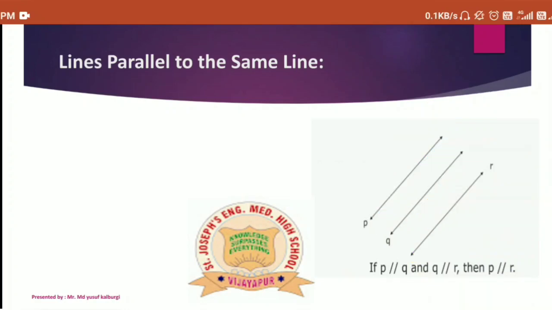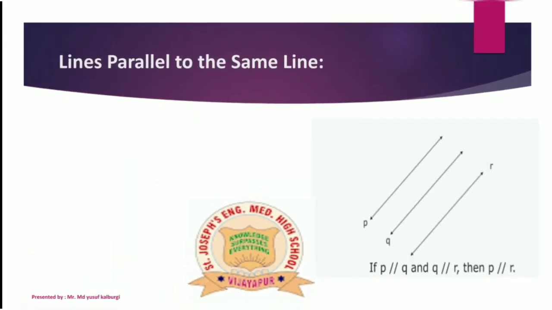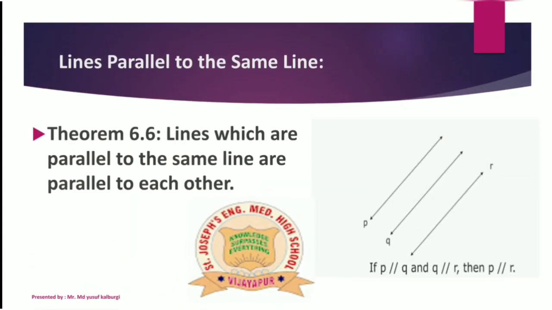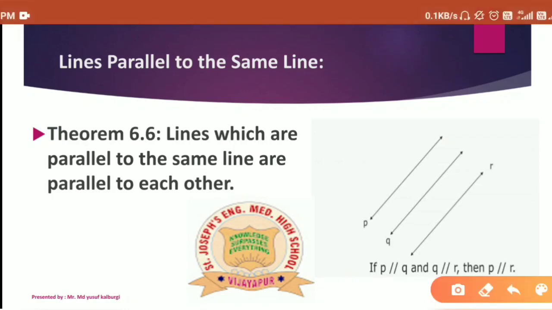Okay, that's what this statement is. So you are going to write: lines which are parallel to the same line are parallel to each other. You have to remember this. If P is parallel to Q, and R is also parallel to Q, therefore P is also parallel to R. You have to remember this one. P parallel to Q, R is also parallel to Q, therefore R is parallel to P. You are going to write it.